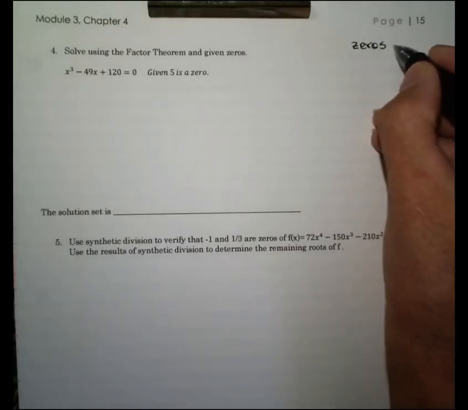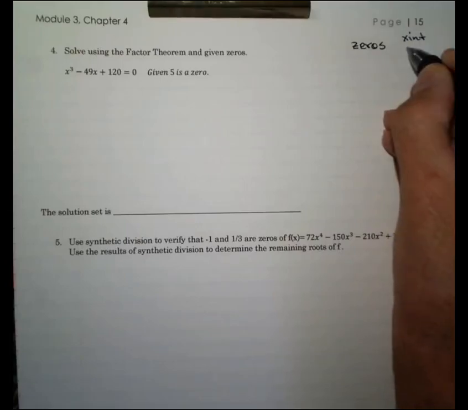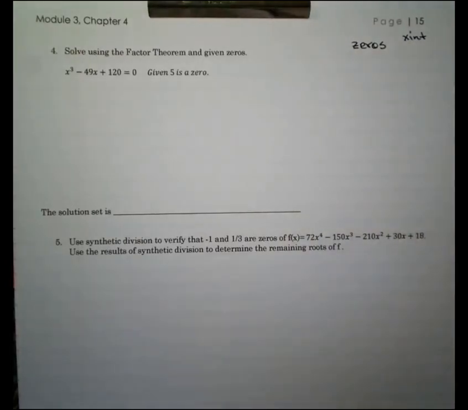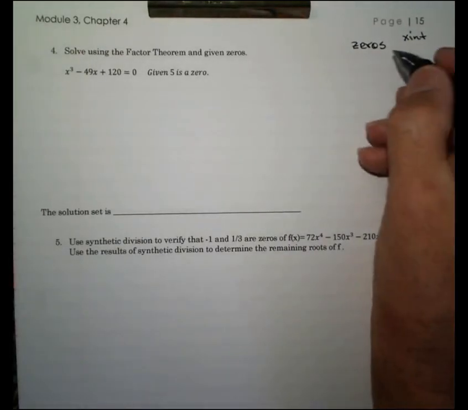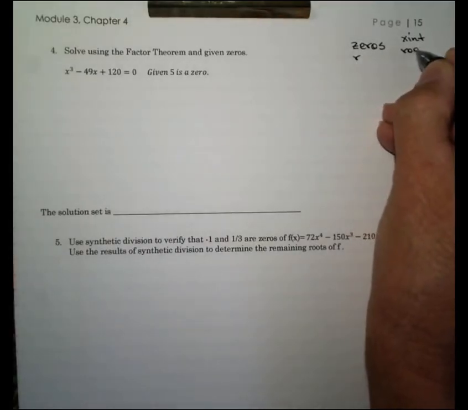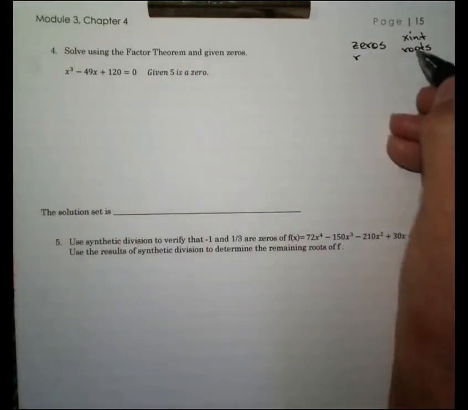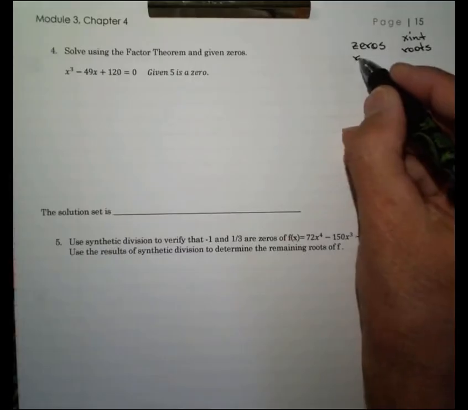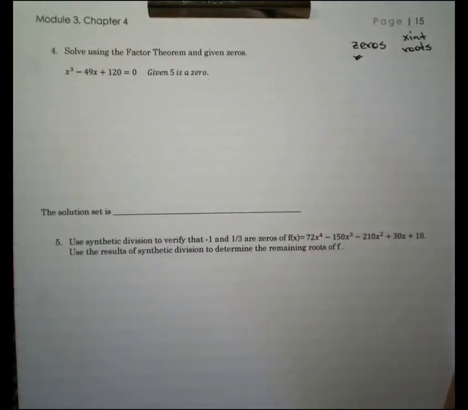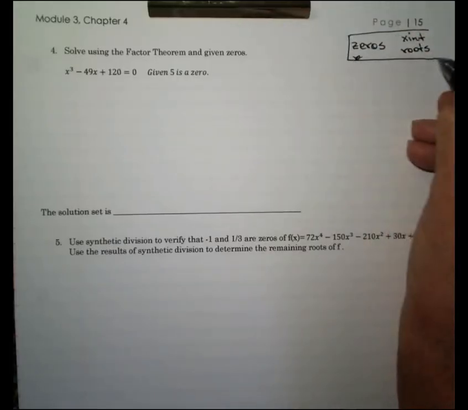Zeros are the same as the x-intercepts on our functions. They're the same as the roots of the function. I'll put it over here, roots. They could be called zeros, they could be called the x-intercepts, they could be called the roots, and you'll see it listed that way in My Open Math, and you just remember all of these are the same thing, okay? Zeros, x-intercepts, and roots.